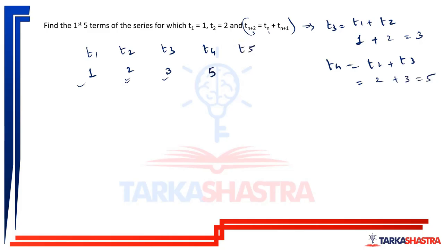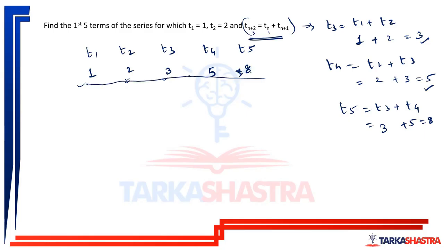And next is T5. T5, according to this, will be T3 plus T4. T3 is what? We know that it is 3. T4 is what? We know that it is 5. It will become 8. And we just have to find the first 5 terms. Okay, so these are your first 5 terms. We don't even have to add them. We just have to find the first 5 terms. So 1, 2, 3, 5, 8. These are the first 5 terms of this series.